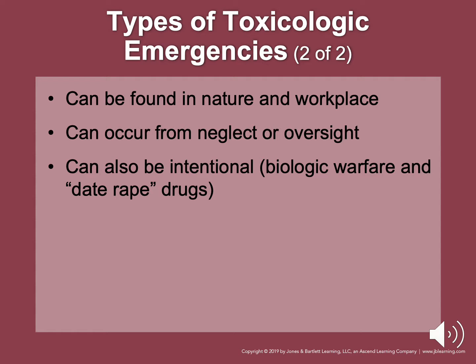Some of them can be found in nature, such as wild mushrooms. A lot of times, some of them can be found in the workplace, and maybe some asbestos, and you develop cancers and different things like that. So it may be unintentional, such as the result of neglect or oversight. You have chemical and biological warfare that can cause emergencies also to a large group of people. Intentional poisonings or overdose may occur during crimes, such as the date rape drugs used to facilitate sexual assault, the knockout drops used to commit assault, and then pharmacological agents are also used in homicides.